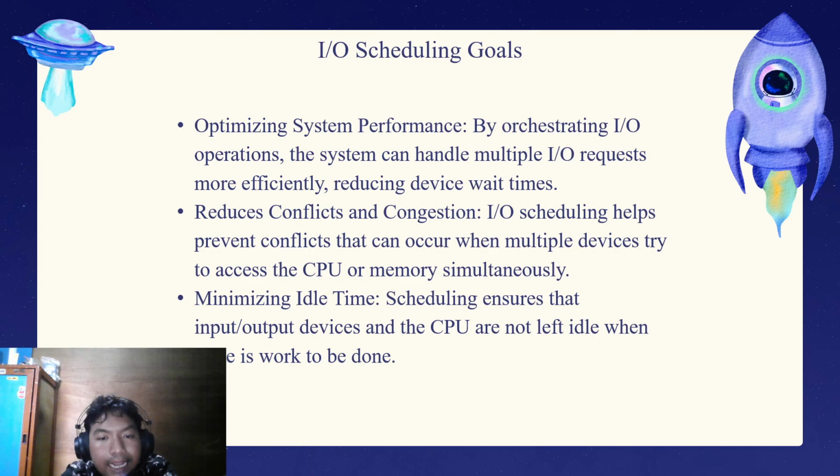Second, reduce conflict and contention. IO scheduling helps prevent conflict that can occur when multiple devices try to access the CPU or memory simultaneously. And the third, minimizing idle time. Scheduling ensures that input or output devices and the CPU are not left idle when there is work to be done.